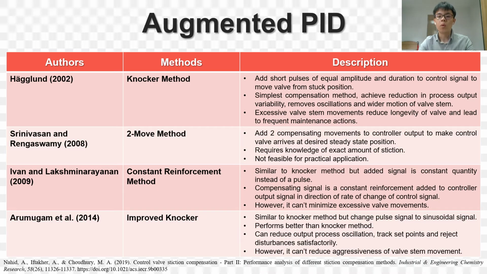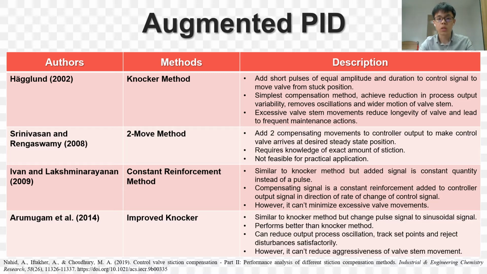It comes to our main discussion today, which is the augmented PID methods. Among the augmented PID proposals, the knocker method approached by Haslinda is the first method that was invented by adding a compensator to the control loop. The short pulse will be sent from the compensator to move the valve from its start position.